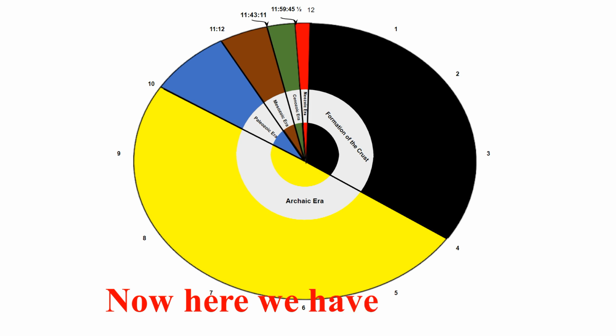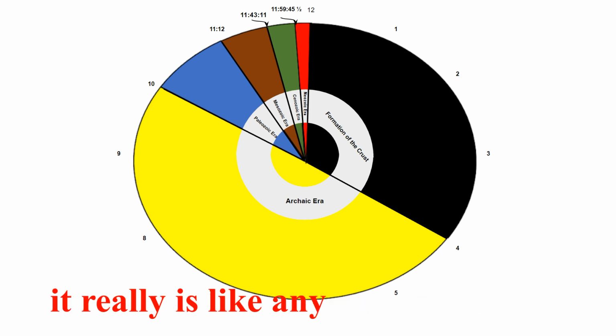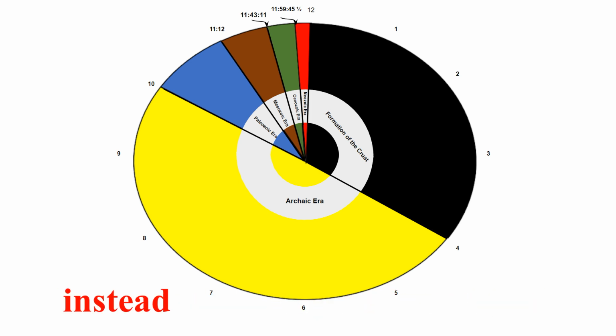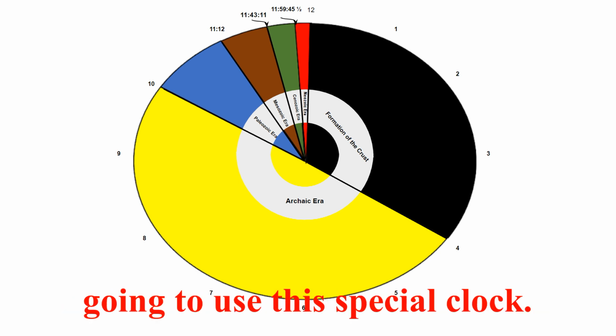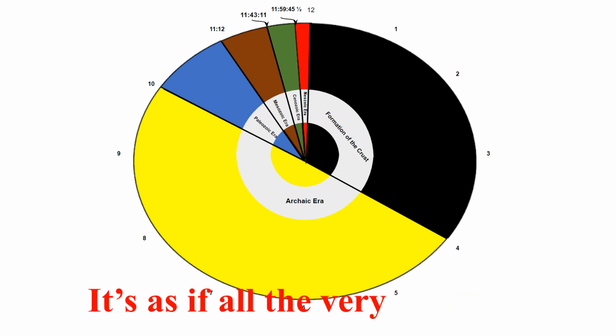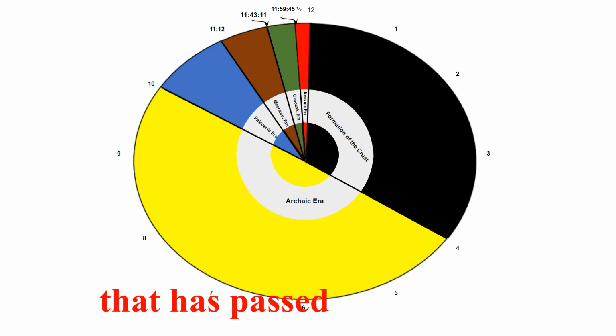Now, here we have a clock. It really is like any ordinary clock. Instead of the black strip, we are going to use this special clock. It's as if all the very long time that has passed in history took 12 hours.